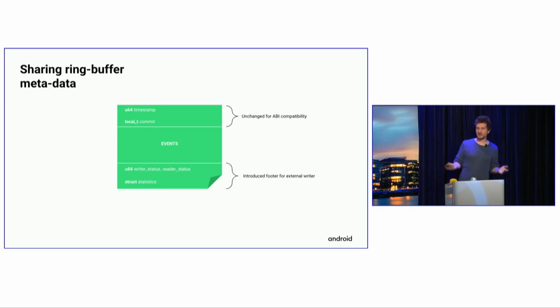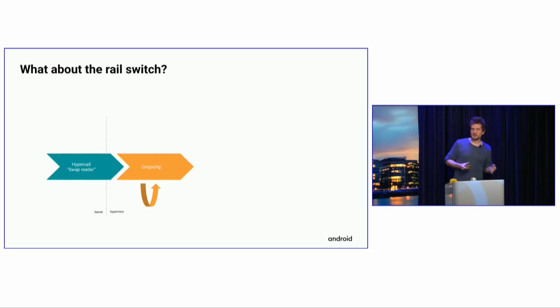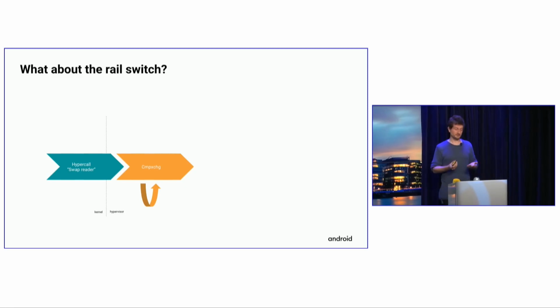All right, so now we have a different view. We have a way of sharing data between the kernel and the hypervisor. But what about the rail switch? Well, it's pretty simple in the end. Whenever the reader wants to read something in a consuming way, the reader can just ask the hypervisor to do the rail switch. For this, there's a hypercall. I call it here swap reader. So the reader issues the hypercall, and then the hypervisor will do all the atomic operations to reroute the writer.